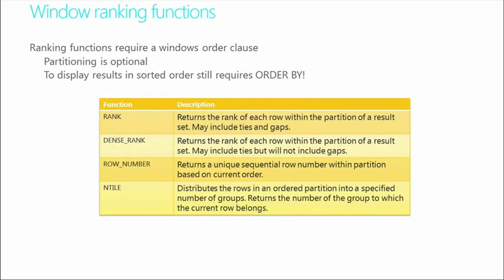Now, the ranking functions that are available to us are RANK, DENSE_RANK, ROW_NUMBER, and NTILE. RANK returns the rank of each row, and it may include ties and it may include gaps. DENSE_RANK returns the rank of each row, and this also may include ties, but it will not include gaps. ROW_NUMBER returns a unique sequential row number within that partition based on where it is in the current order. And NTILE distributes the rows in an ordered partition and returns the number of the group to which that row belongs, so I can figure out how they're categorized and where these rows belong.